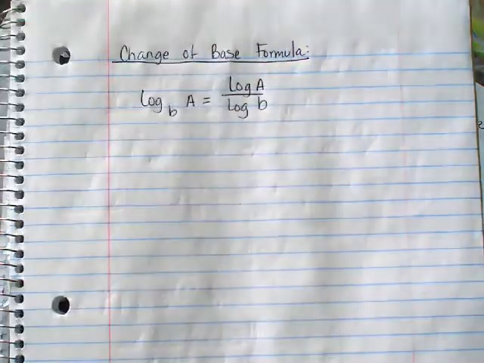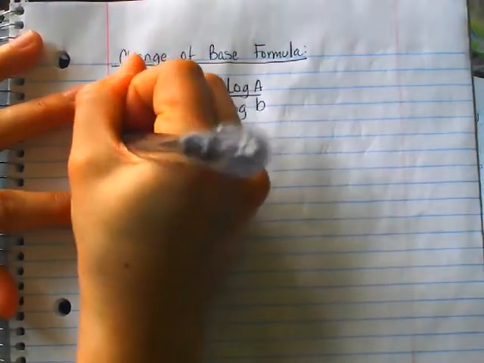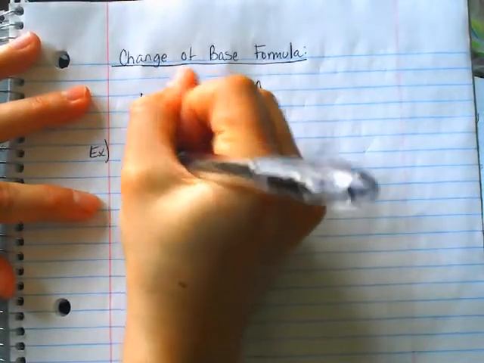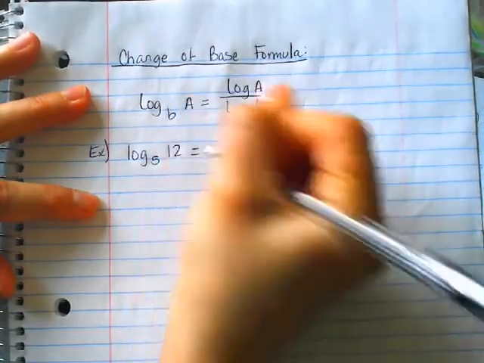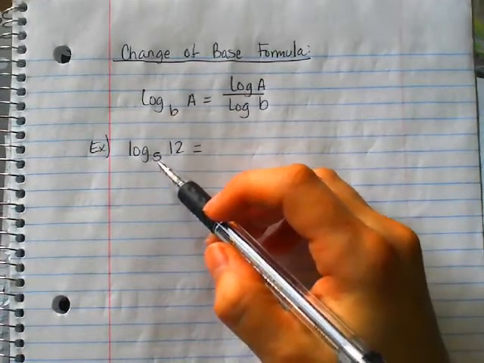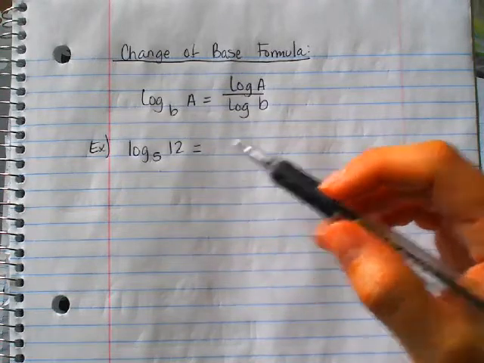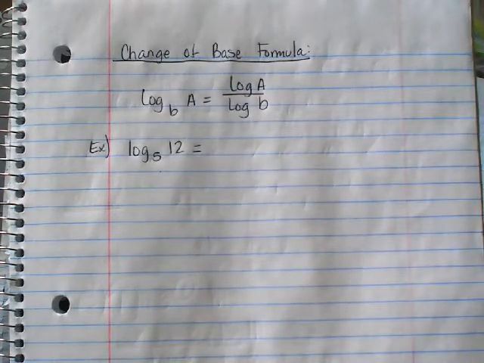Always argument over base. So for example, we're given log base 5 of 12. Well, we don't have a button in our calculator to evaluate a base 5. We only have common log. We only have base 10.